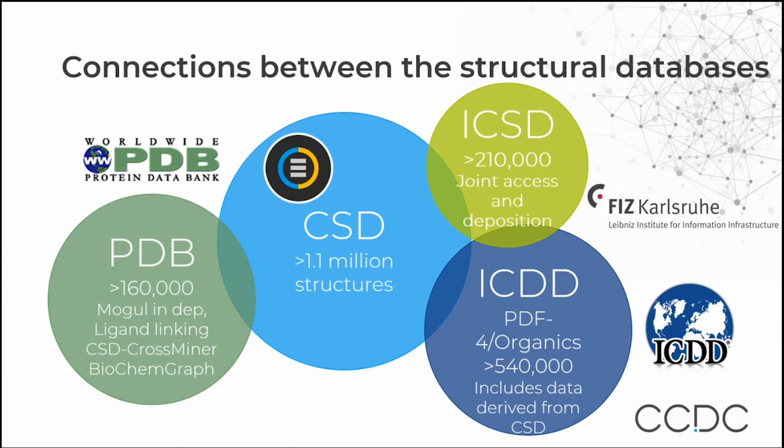For example, ligands in the CSD are linked with ligands in the PDB chemical component dictionary. You can use CSD CrossMiner to do pharmacophore searching across both the CSD and the PDB, and PDB deposition pipelines include Mogul, so depositors of macromolecular structures are able to learn from the geometries of small molecule data too. For inorganic data, we have partnered with FIZ Karlsruhe to establish joint access and deposition services covering all organic, metal organic, and inorganic data. And finally, for powder data, a partnership with the ICDD enables you to explore data derived from the CSD through their PDF-4/Organics database.